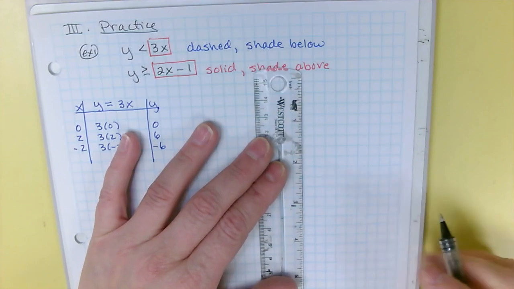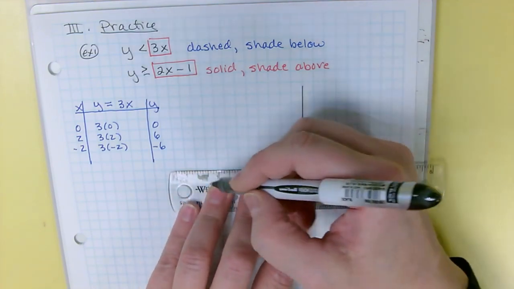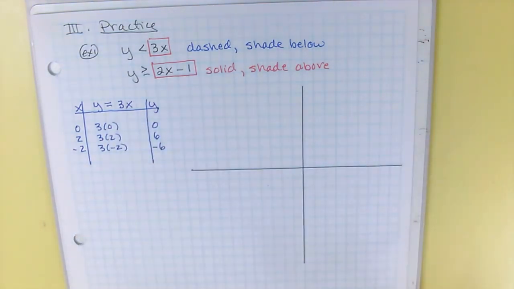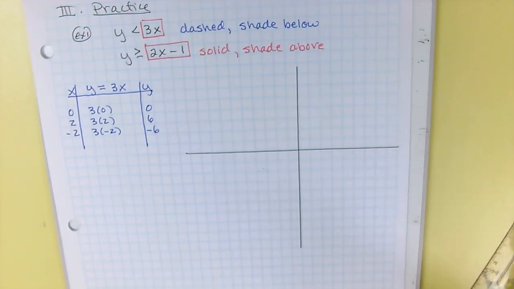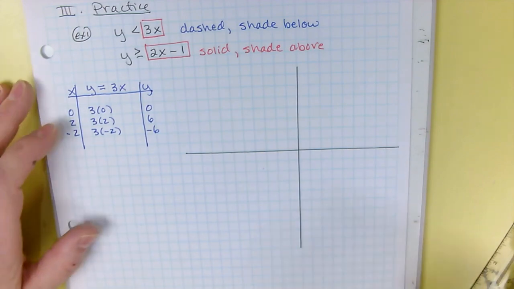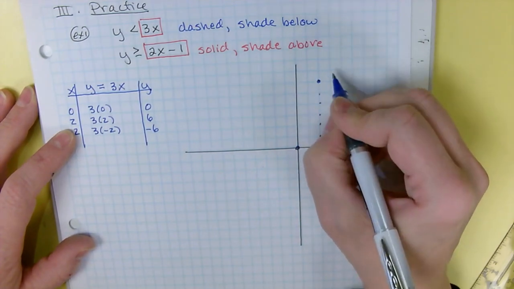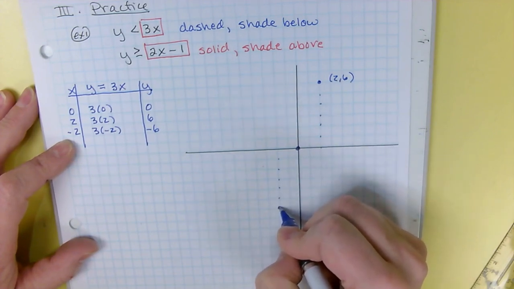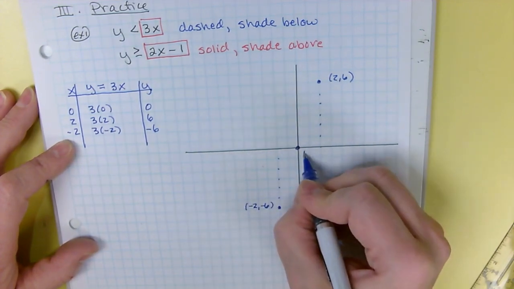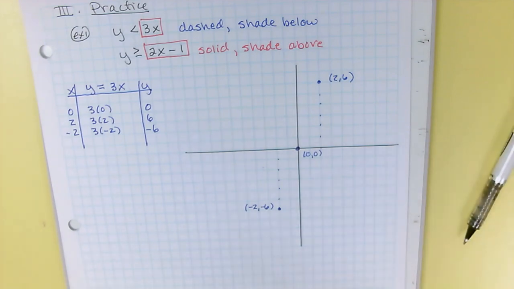All right, we're going to draw ourselves a pair of axes. Bigger than a Post-it, use a ruler. And go ahead and plot your 3 points. So 0, 0; 2, 6; and negative 2, negative 6. And remember, if you want to label the axes, you can, or you can just label the points. Most people just label the points.